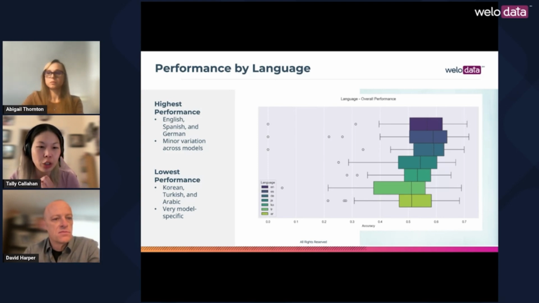So as we turn to thinking about things bilingually, what are some of the key preliminary findings from your bilingual evaluations, and how do those compare to the monolingual results?